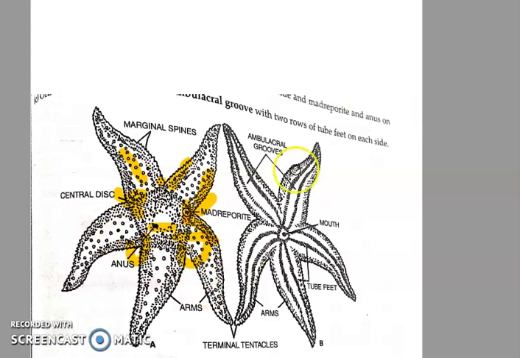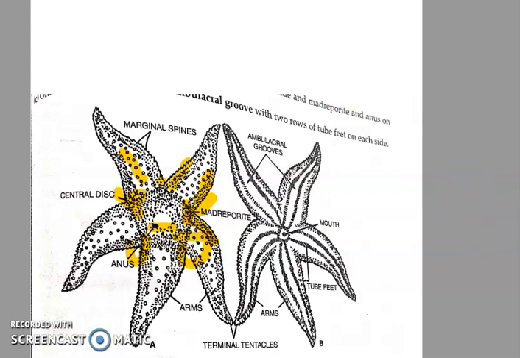There are two views of this animal. One is the top view, the aboral view, and this is the down view, the oral view. As you can see, the oral opening or mouth is present on the oral surface and the anus is present on the aboral surface. Then in each arm there is an ambulacral groove. Second thing, if you can see the structure, the madreporite is present over here. That leads into the water vascular system, which is a characteristic feature of the echinoderms.